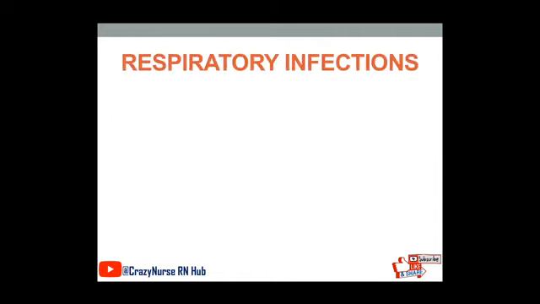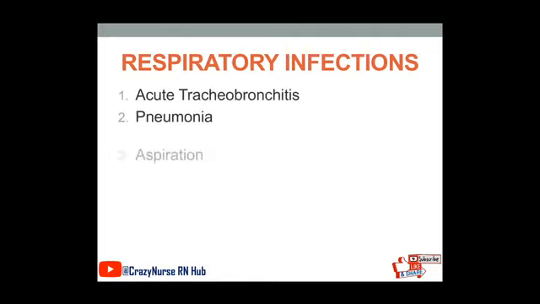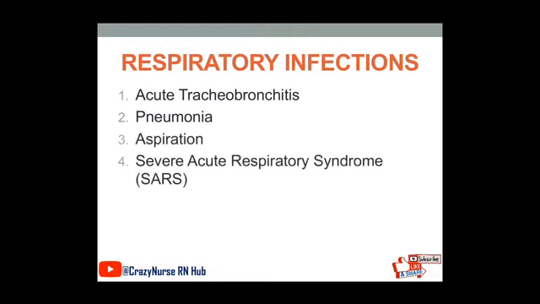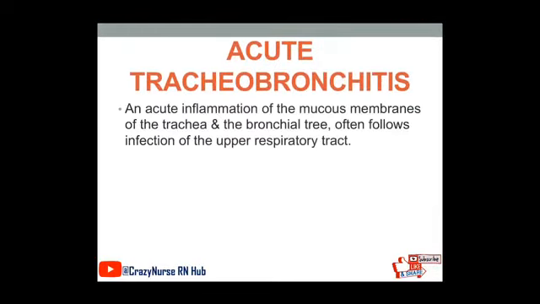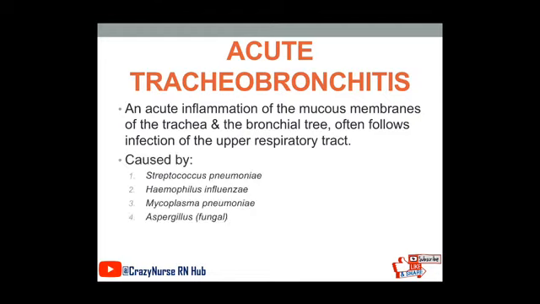Now let's proceed to the respiratory infections. So we have your acute tracheobronchitis, pneumonia, aspiration, severe acute respiratory syndrome or your SARS, pulmonary tuberculosis, lung abscess. For acute tracheobronchitis, an acute inflammation of the mucous membranes of the trachea and the bronchial tree often follows infection of the upper respiratory tract, caused by Streptococcus pneumoniae, Haemophilus influenzae, Mycoplasma pneumoniae, and Aspergillus. This is a fungal infection.